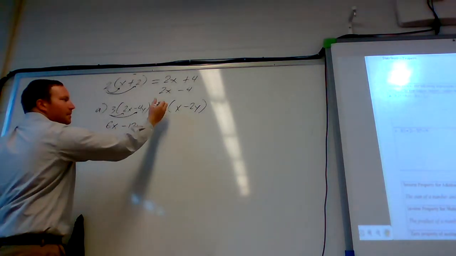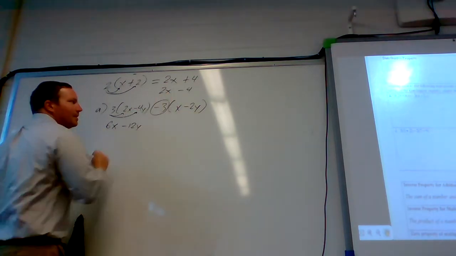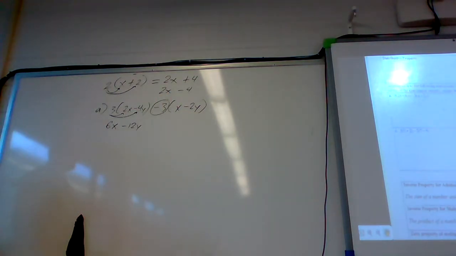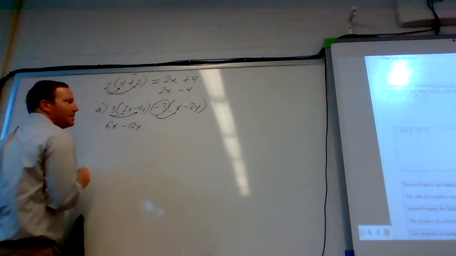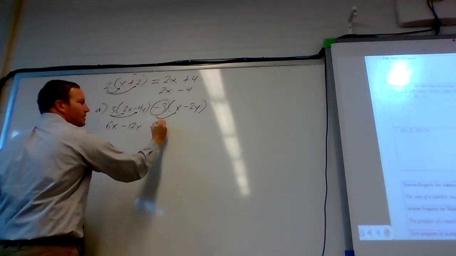Then we're going to do the same thing with this one. This is different though because we have that negative with it. That negative distributes with that 3. That negative is connected with that 3. We're going to have negative 3 times x, which gets us negative 3x.